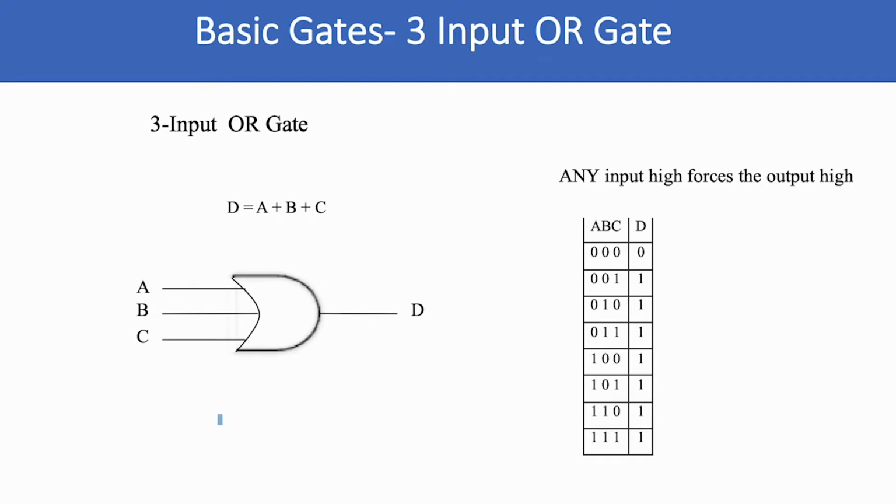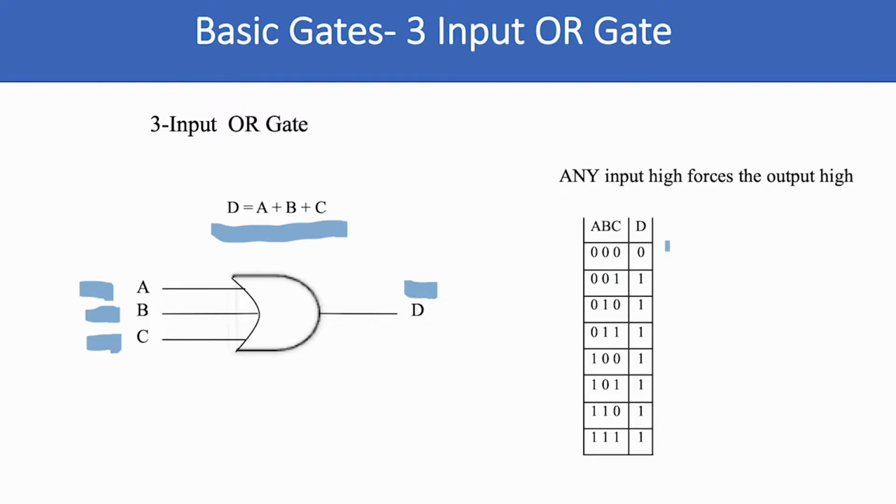Well, if we can have a two-input OR gate, we can have a three-input OR gate. In fact, you can have a four-input OR gate, you can have a five-input OR gate, depending on the circuit implementation that you have. So for this three-input OR gate, we have three inputs, A, B, and C, and one output D. And this is the Boolean expression. The output D is equal to A or B or C.